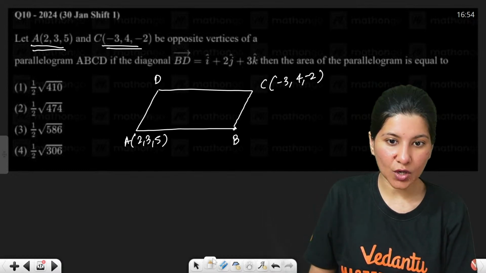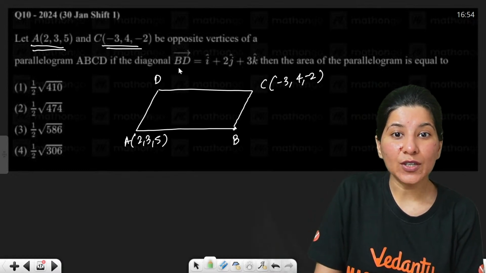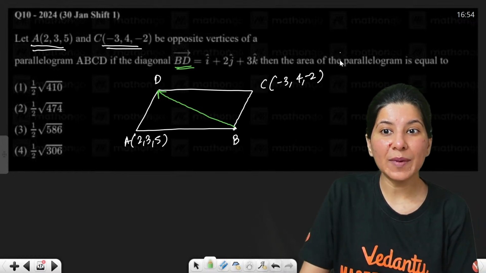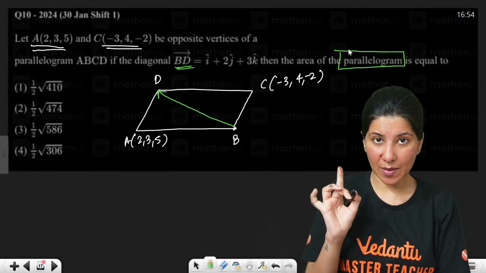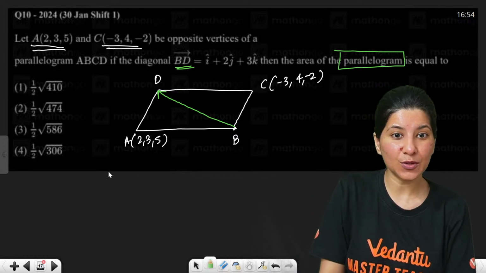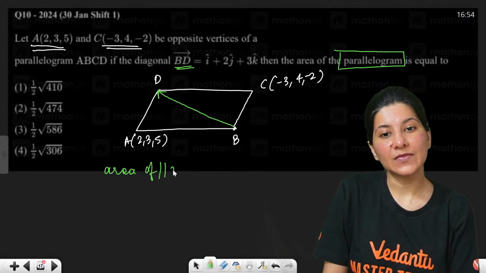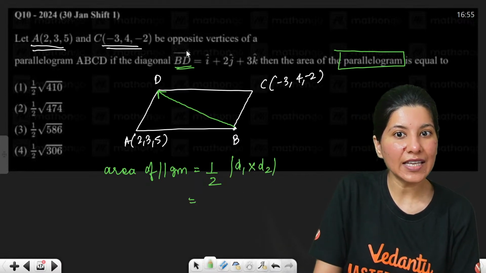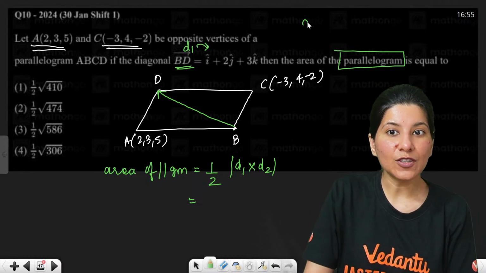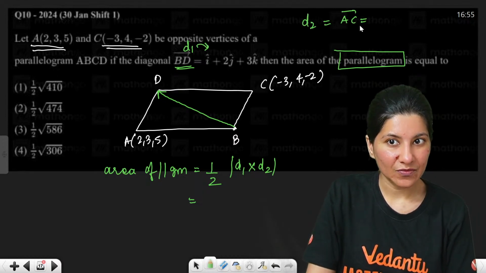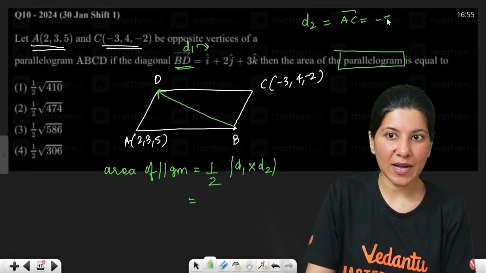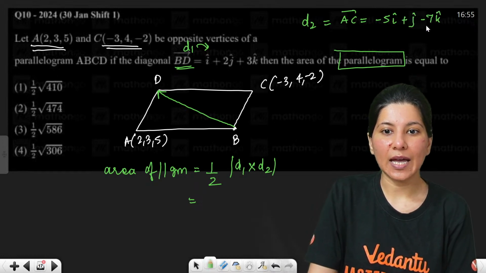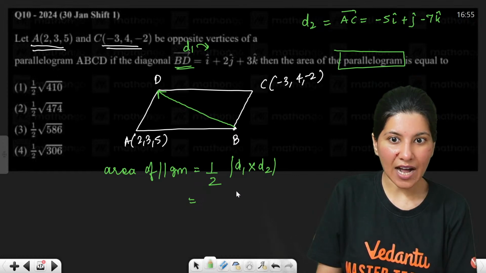Now diagonal BD is something they have already given. So for the area of a parallelogram, do you remember? I told you in the row series. Area of parallelogram is half of diagonal 1 cross diagonal 2. Diagonal 1 they have given, this is your d1. Diagonal 2 is your actual AC vector, so this is C minus A, which is minus 5 i cap plus j cap minus 7 k cap. So you just have to take half d1 cross d2.